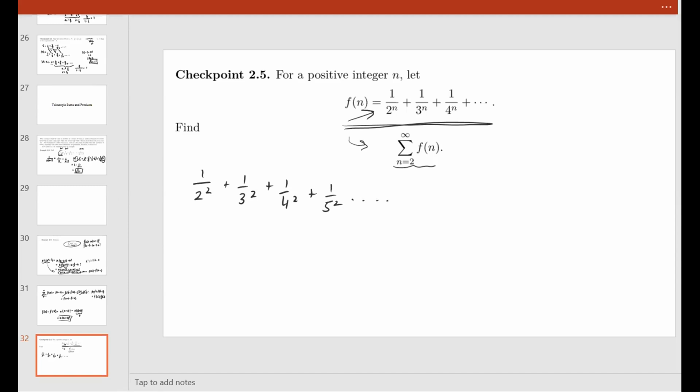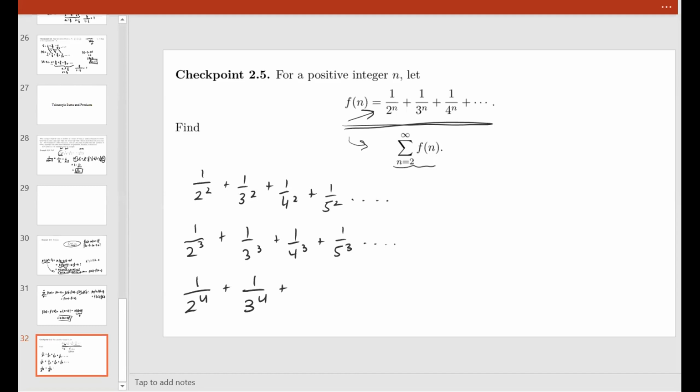equation. Then our next term would be f of 3, is 1 over 2 cubed plus 1 over 3 cubed, 1 over 4 cubed, 1 over 5 cubed. And then I'll just write out f of 4. So we just have an exponent of 4 in the denominator. And so we want to sum all of these.